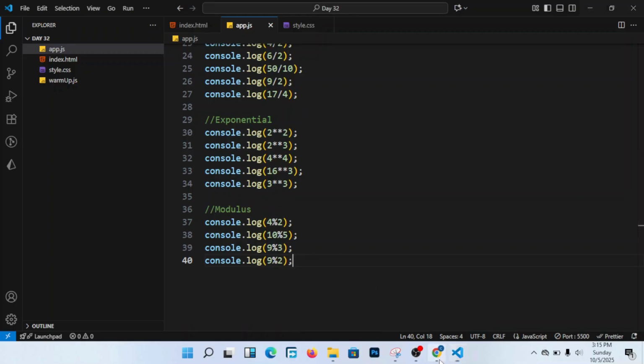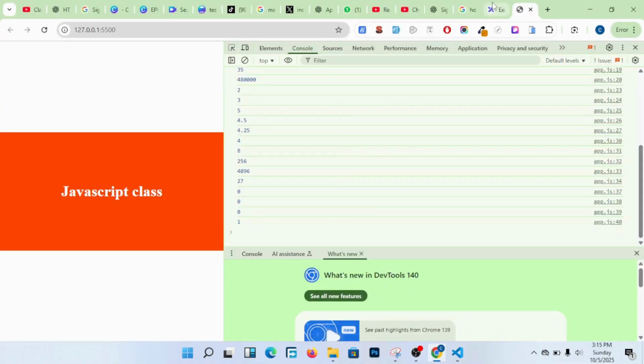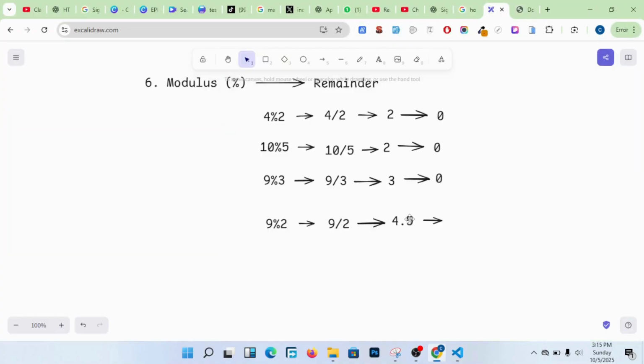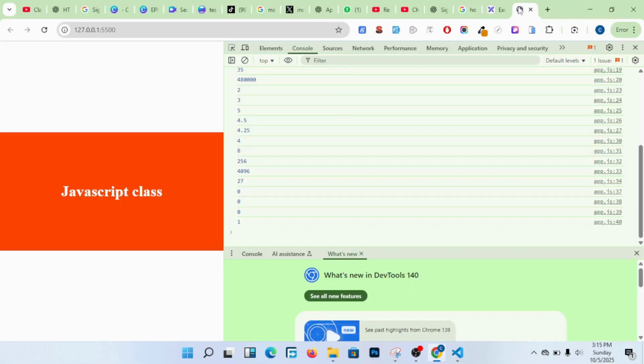I think when you round off this 0.5 which is here, there is a 0.5 remainder here. That remainder, when you round it off, you get 1. And that's the reason there is 1.